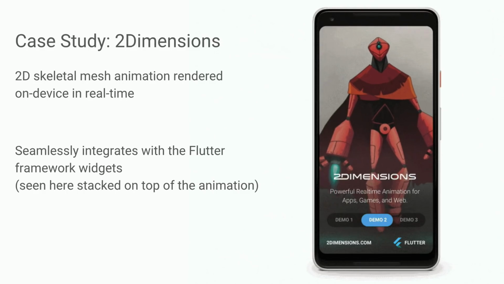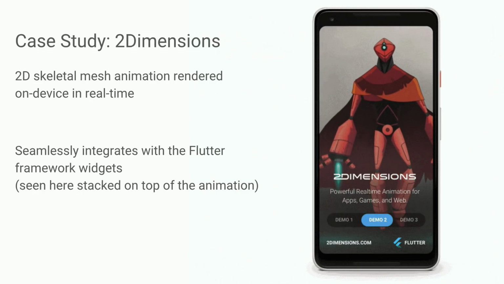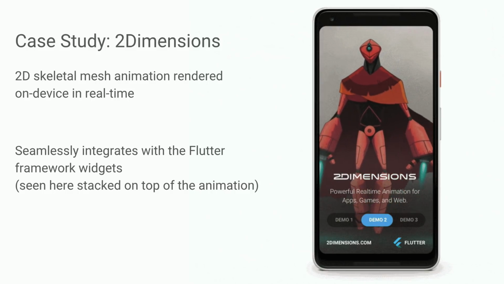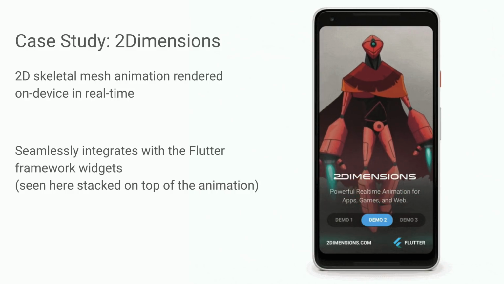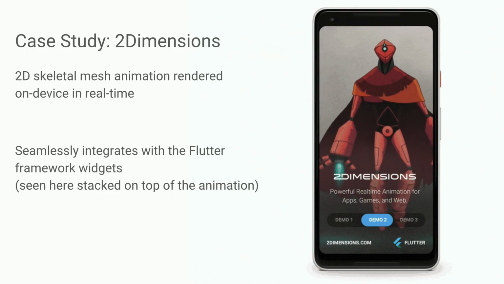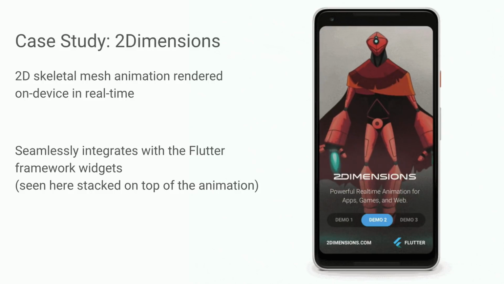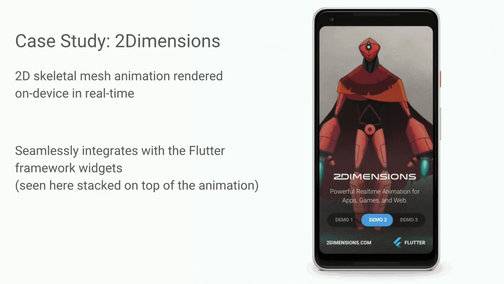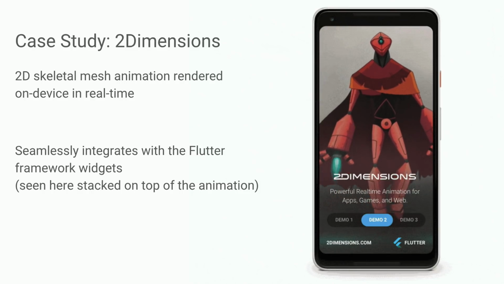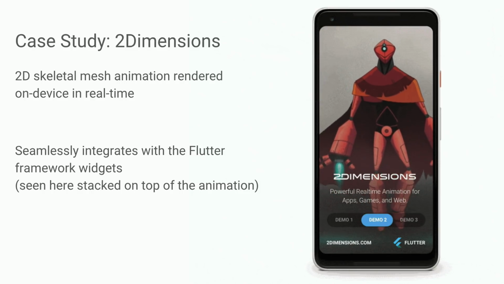Here's an example of just how fast we can get. This is from one of our partners. They do 2D animation tools. This is a so-called skeletal mesh animation. So there's this skeleton behind this robot, and we're meshing or layering onto it the clothing and whatnot. And this is all rendered on device using the Flutter framework.